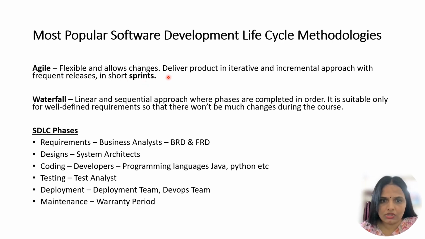Also, we can deliver the product in an iterative and incremental approach. Why are we saying iterative and incremental? Iterative means repetition. Incremental means we are gradually developing the product. We are gradually developing the product in an iterative approach. So there are some sprints. I'll tell you what a sprint is in my next video, but for now you can understand that a sprint is nothing but a short period of time, like 2 weeks. In each sprint, we are developing some part of the application and delivering it to the client.